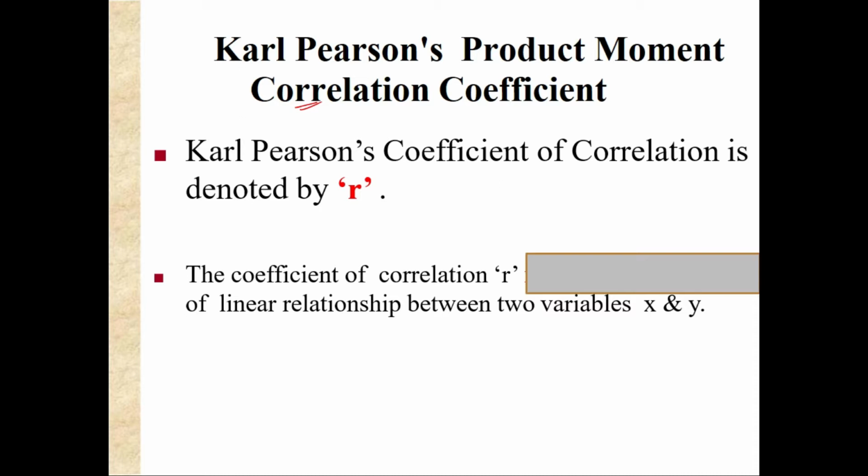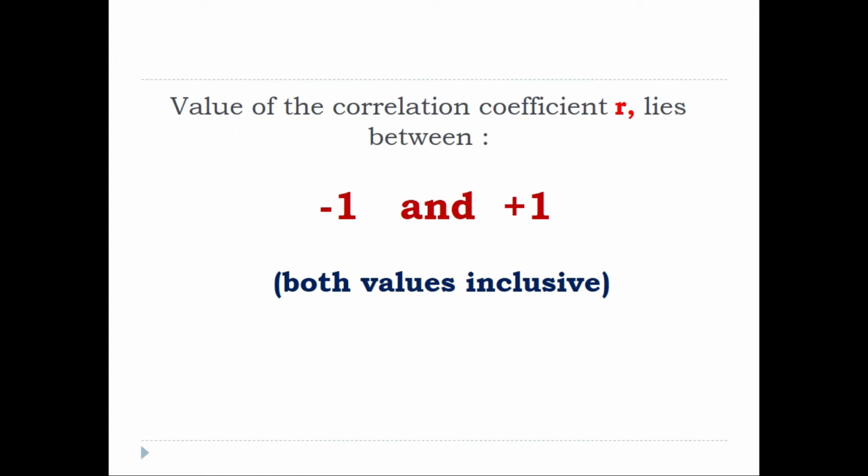The coefficient of correlation R measures the strength of the linear relationship between two variables X and Y. We have to remember that we are dealing with a linear relationship. The value of correlation coefficient R lies between negative 1 and positive 1, both values inclusive.